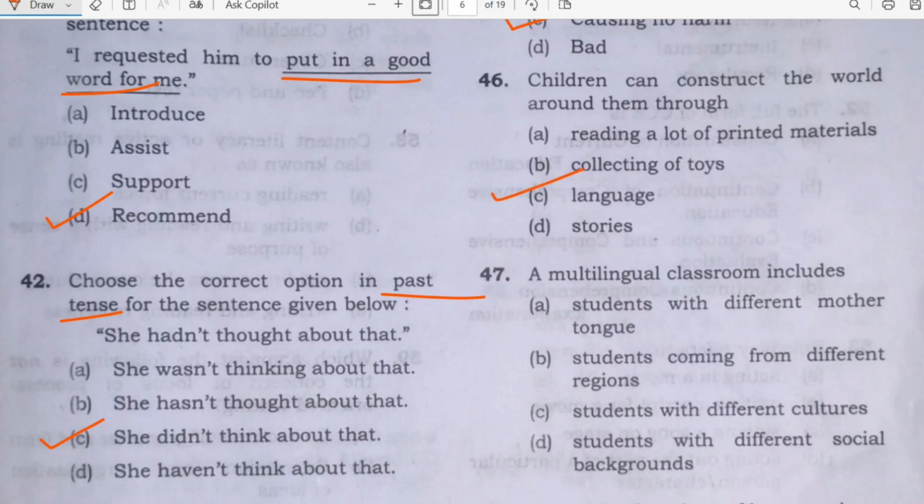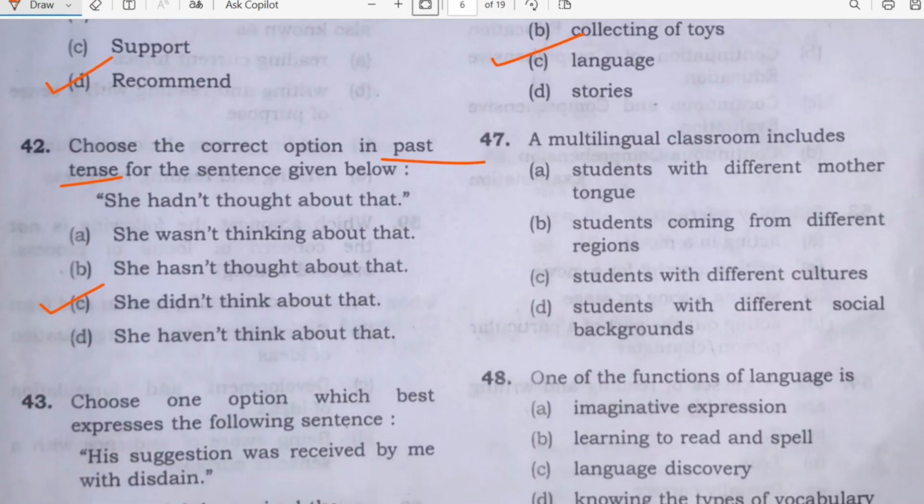Alright, so where the children, they can construct the world around them just by knowing the language and the different skills of language, that is reading, speaking, listening, writing. Now, a multilingual classroom includes what? Students with different mother tongue, students coming from different regions, students with different cultures, or students with different social backgrounds. Of course, when we are talking about lingual means what? Lingual means language, right? So in a multilingual classroom means a diverse classroom, it will have students speaking different mother tongue. Some will be speaking Garo, some will be speaking Khasi, some will be speaking Telugu, some will be speaking Nepali, Assamese, Bengali, Hindi, right?